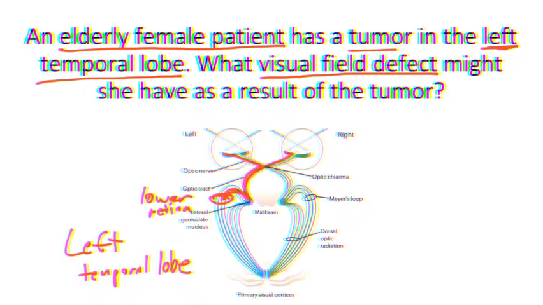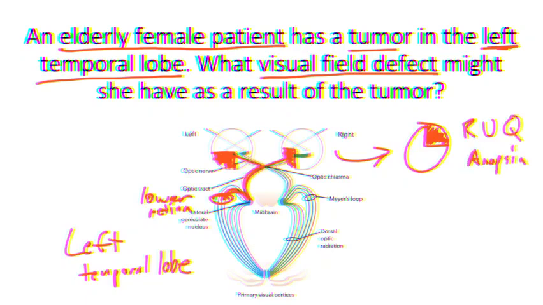So what would be the visual field defect if she lost the lower quadrant of each retina? Well, we just take that upside down and backwards, and the visual field defect would be the right upper quadrant. So this would be right upper quadrantic anopsia.